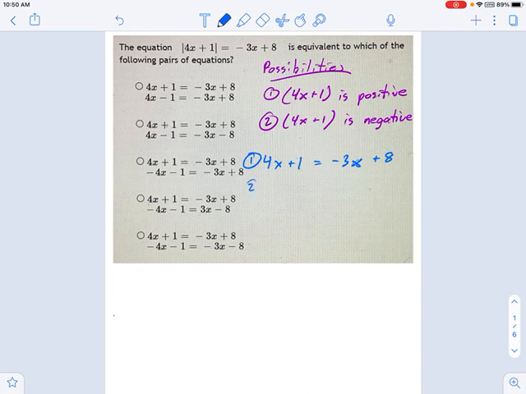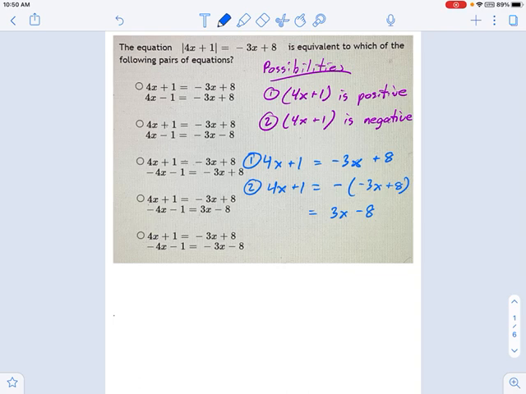And the second option is this. What if 4x plus 1 was a negative number? Well, the way you handle that is you say, okay, 4x plus 1 equals the negative version of that stuff on the other side, which, if we simplify it, becomes 3x minus 8. Okay, so here's your two possibilities. 4x plus 1 equals negative 3x plus 8, or 4x plus 1 equals 3x minus 8.